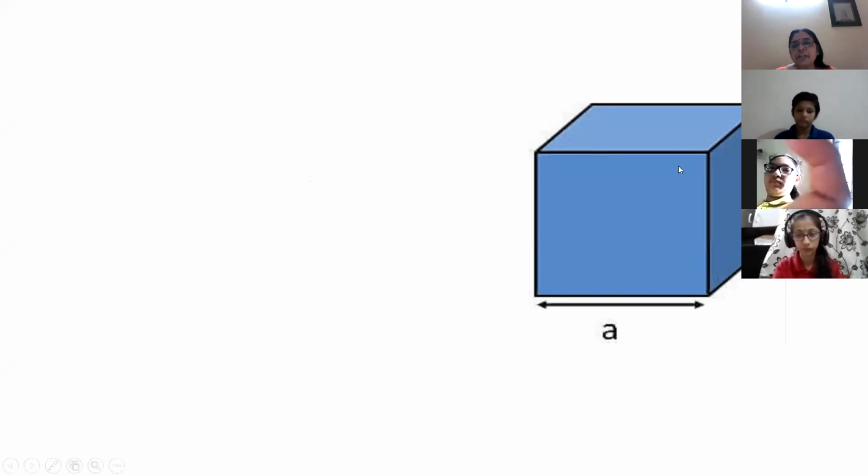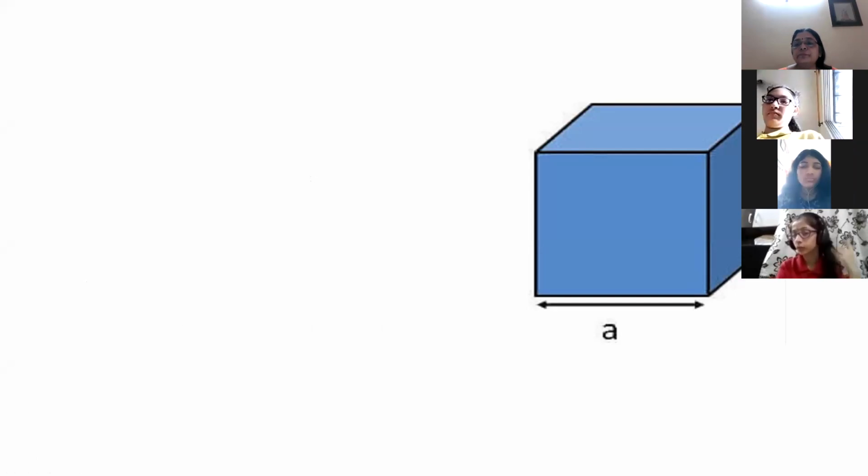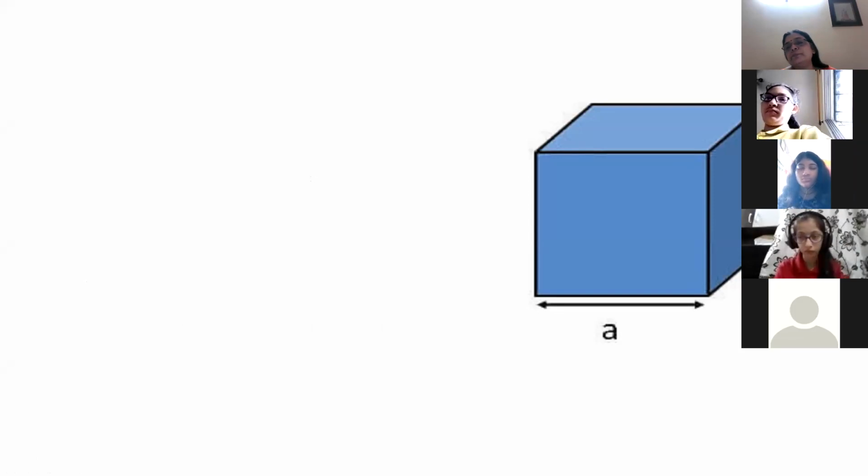Now tell me which figure is this? Cube. Why do we call it a cube? Because all its sides, all its edges, that is, we see over here, this line and this line, length, breadth and height, all are same.